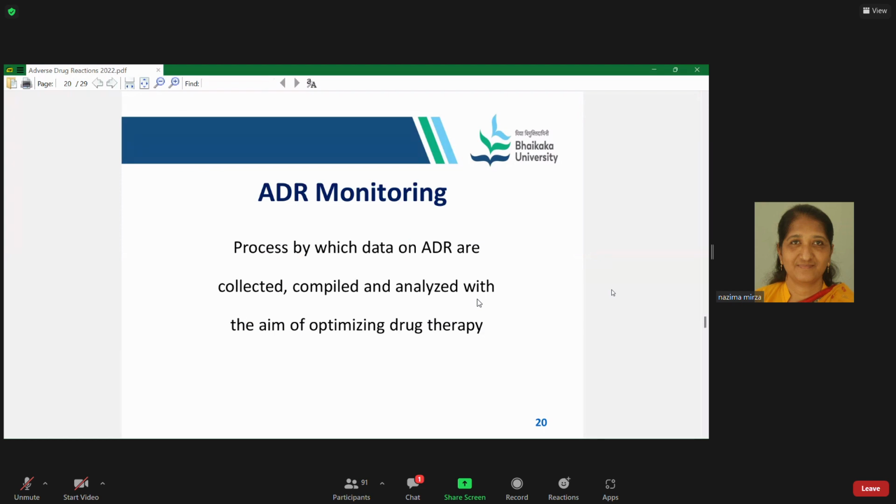So what is ADR monitoring? It is the process by which data on ADR are collected, compiled and analyzed with the aim of optimizing drug therapy. Also, pharmacovigilance. Pharmacovigilance is the science and activities related to the detection, assessment, understanding and prevention of adverse drug effects, or you can say any other drug related problems.